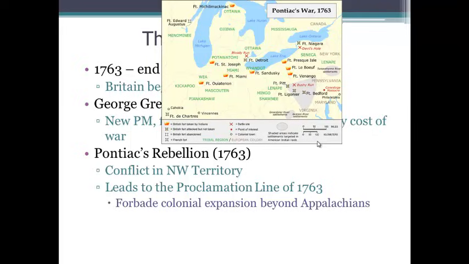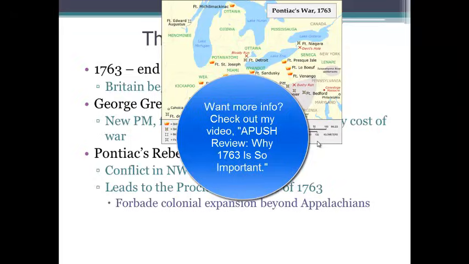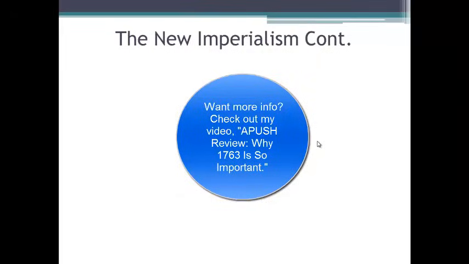We have Pontiac's Rebellion, end of salutary neglect, Proclamation Line of 1763, and the end of the French and Indian War. Please make sure you know all four of those in pretty good detail.